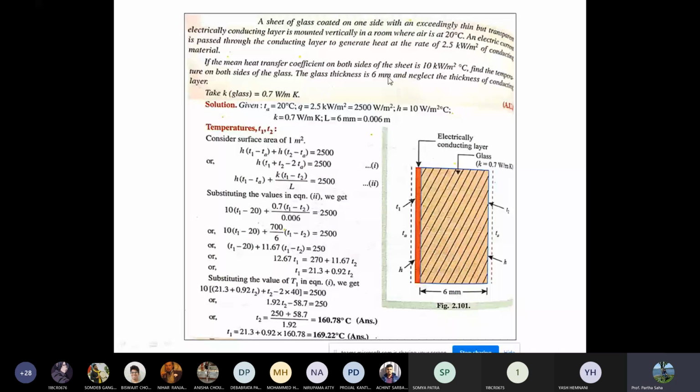This is a very nice problem, but you have to use the basic fundamental concept. No need to use any kind of special expression or equation, just the heat generation, right? By convection, and convection and conduction. That's all. This is convection, this is convection and conduction. And then solve these two equations.